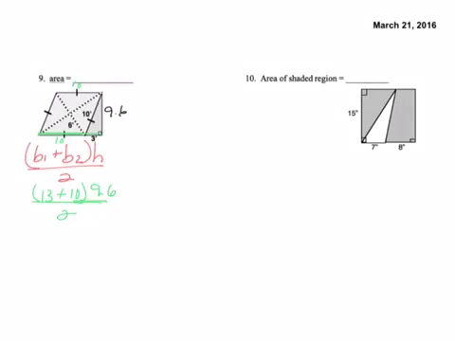So it's part of the right triangle. So I have 13 plus 10, which is 23, times 9.6, all divided by 2. And when I work that out, the area of the trapezoid is 110 and 4/10 feet squared.